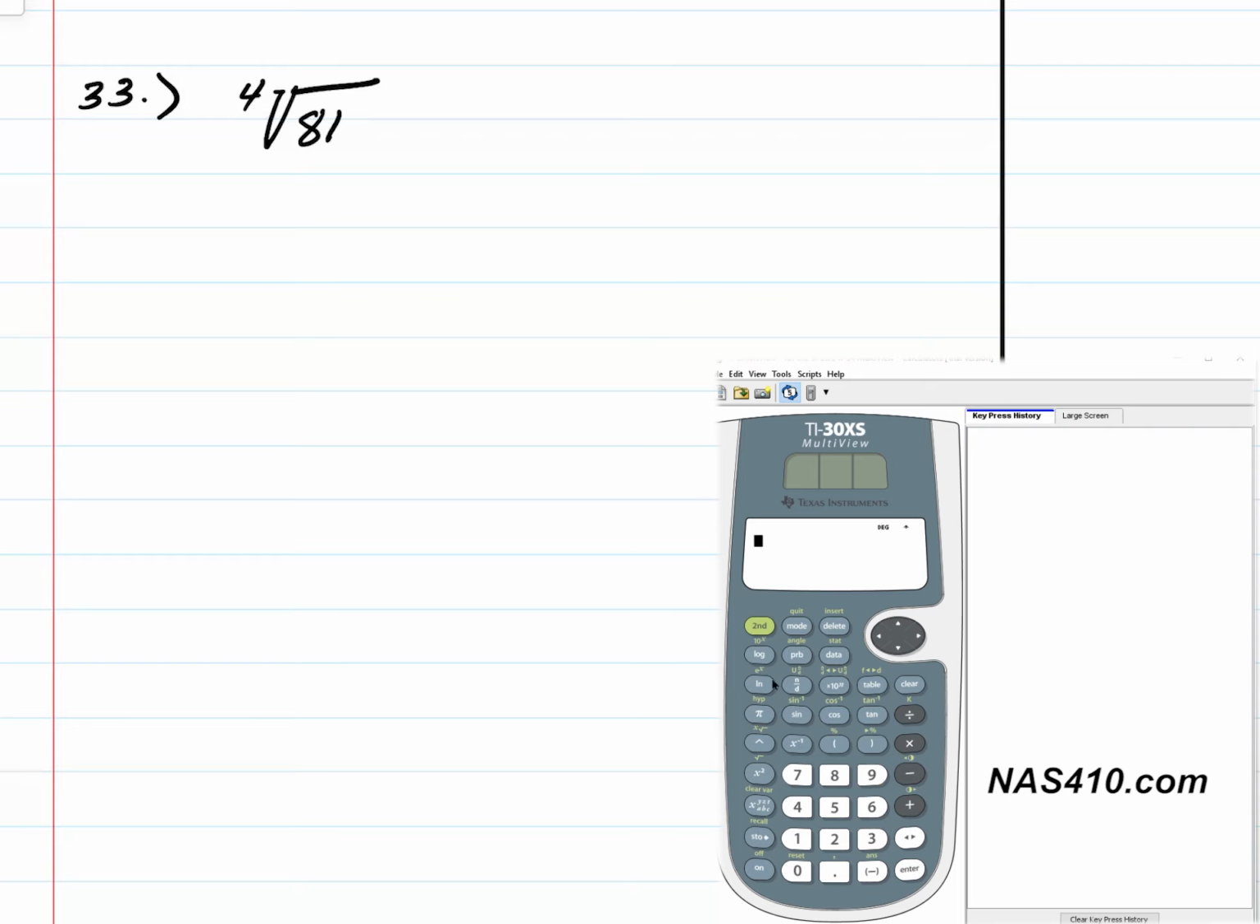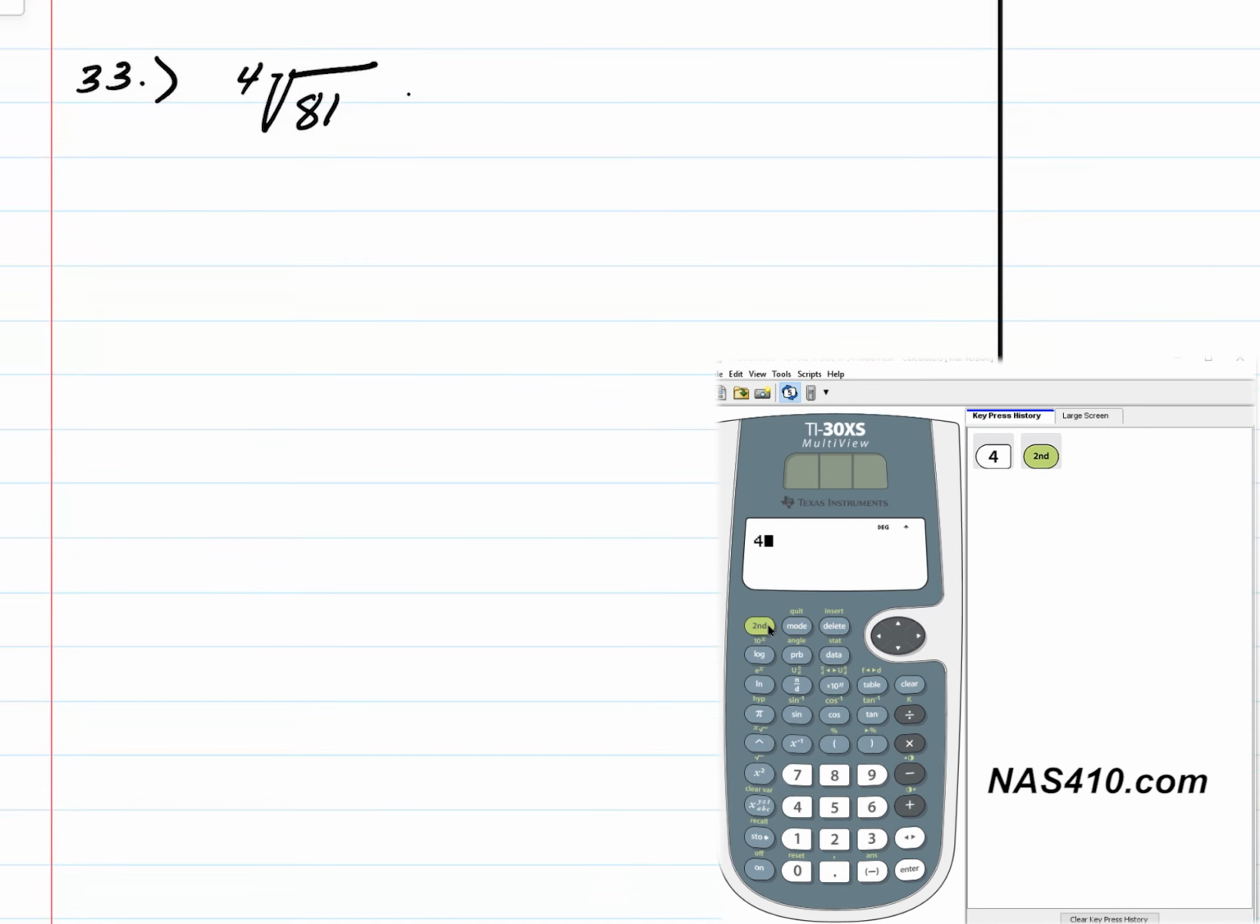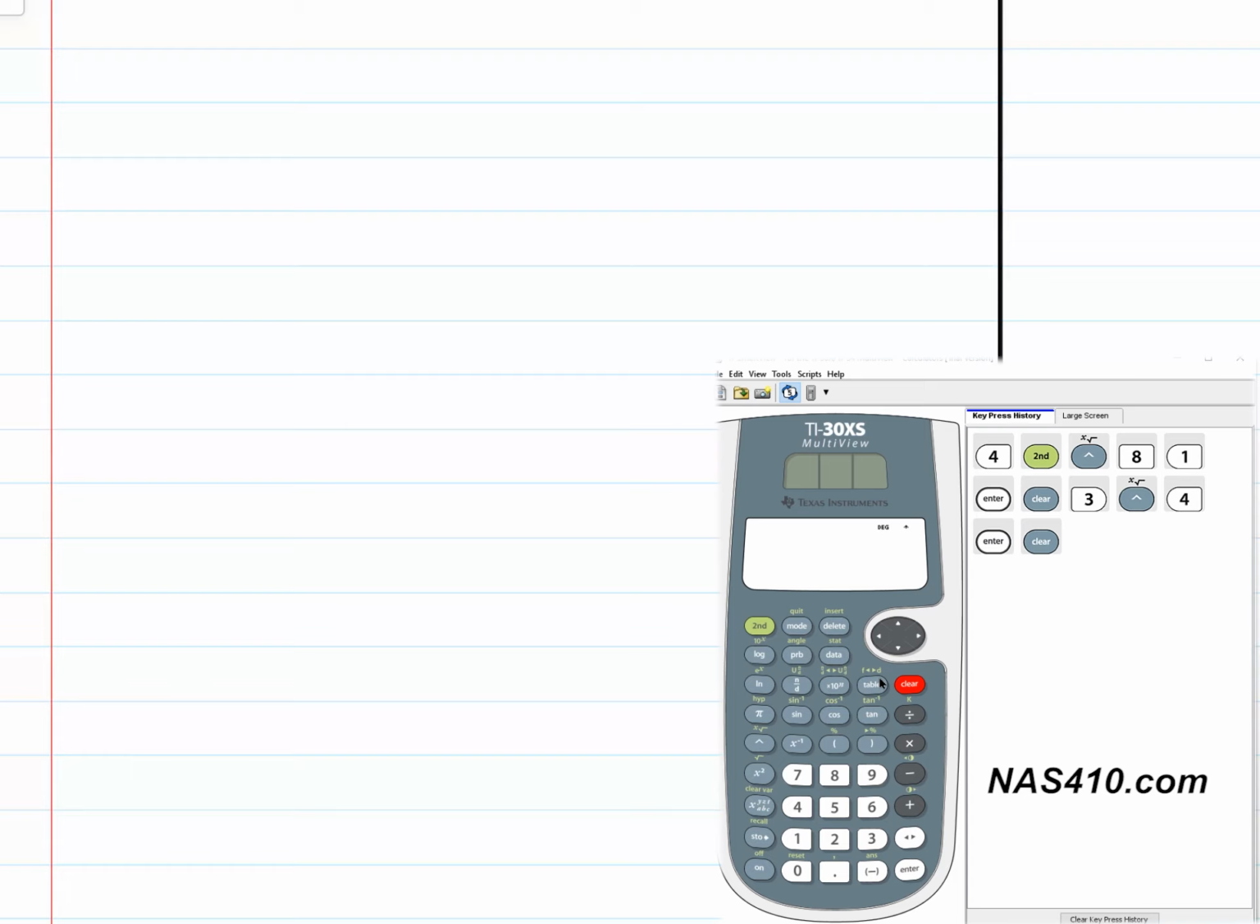Number 33, the fourth root of 81. Okay, back to the calculator. So I'm going to push 4, second, the X root button here, and then 81, hit enter, and I get 3.